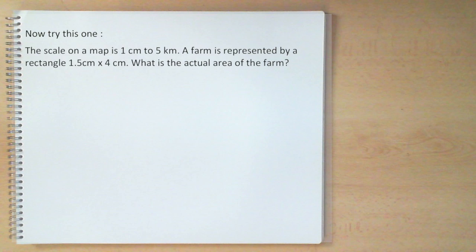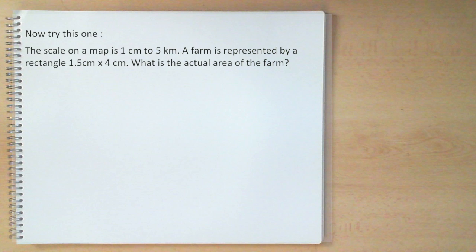Let's try another example, this time the other way around. We're going to work out how big something is in real life from how big it is on the map. So we've got a map scale of 1 centimetre to 5 kilometres. Note that we've given that in different units there, 1 centimetre to 5 kilometres. A farm is represented by a rectangle that's 1.5 centimetres by 4 centimetres on the map. So let's work out what the actual area of the farm is.